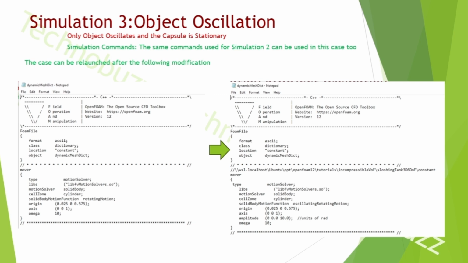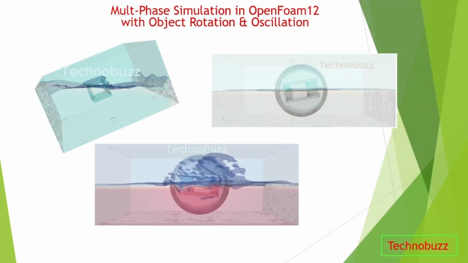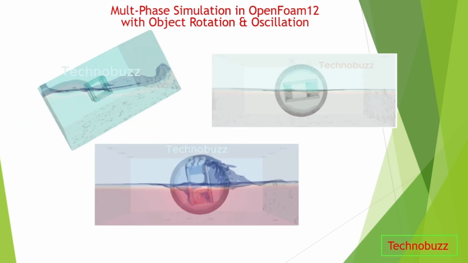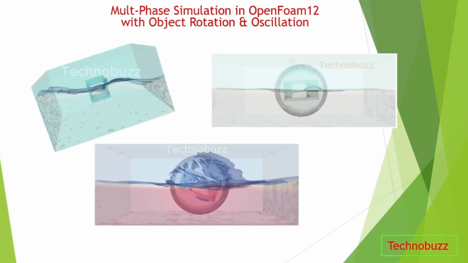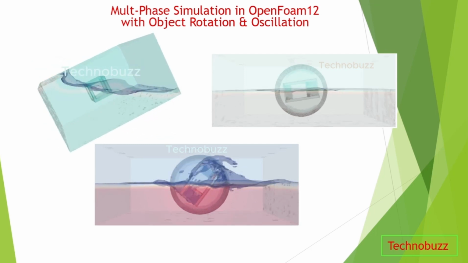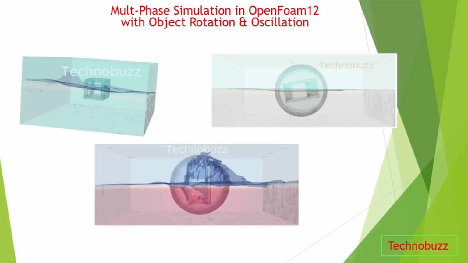Once the simulations are done, I will show you the animation. So here is the case 3 animation. The object is oscillating with angular velocity 10 radians per second and with amplitude 10. So finally I tried to explain the procedure to set up a proof of concept case with multiphase and dynamic mesh modules in OpenFOAM 12.